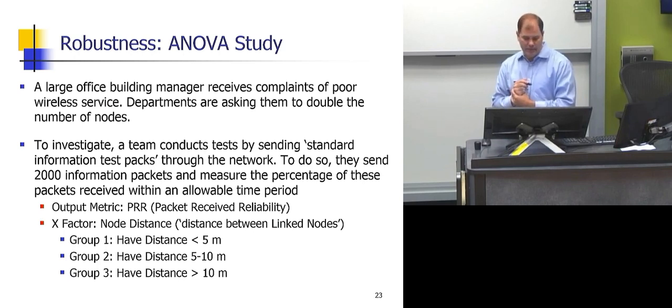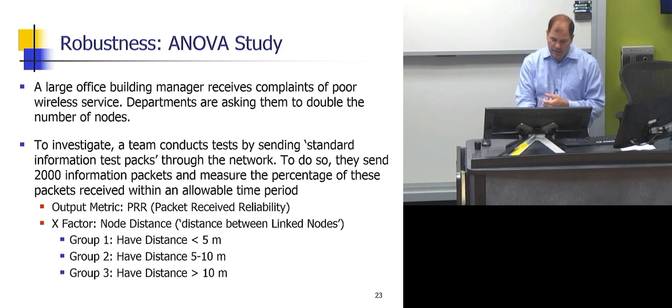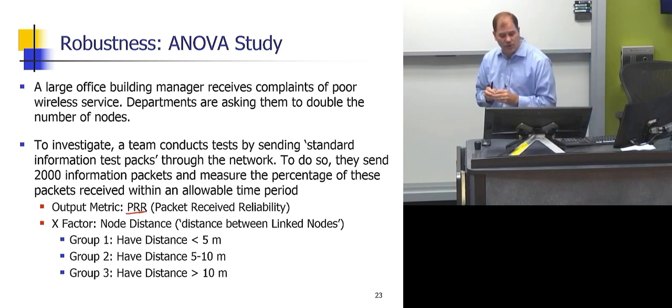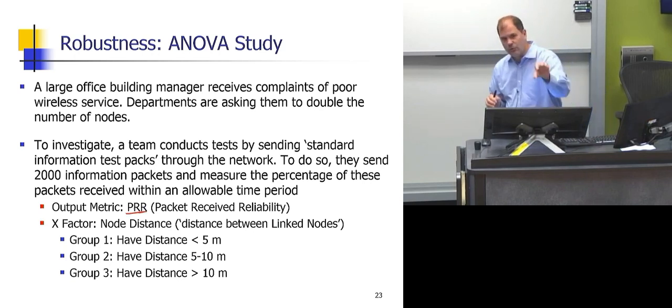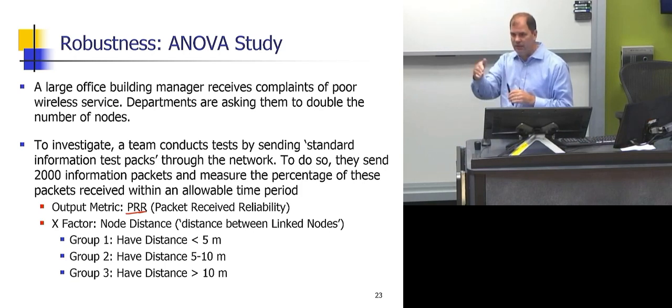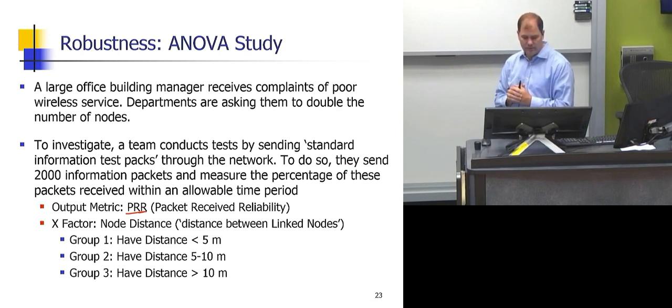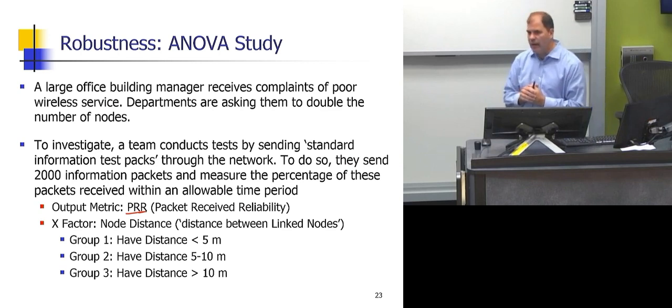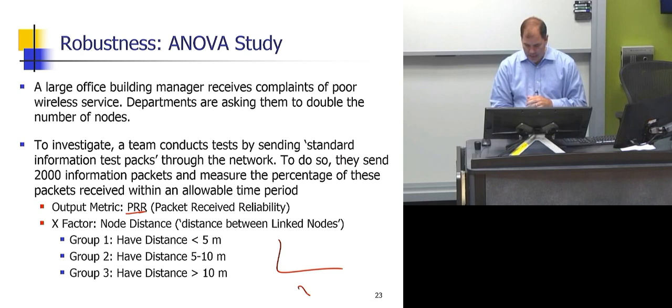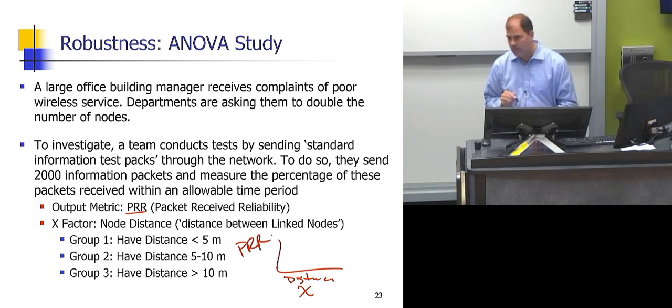In this case, they have a metric, which they call the PRR, and basically what they do is they send 2,000 pieces of information through their network, and they configure it different ways, and they see what it comes back to as a score. Should be as close to 1 as possible. And then they want to evaluate how robust X is in terms of distance versus the PRR.